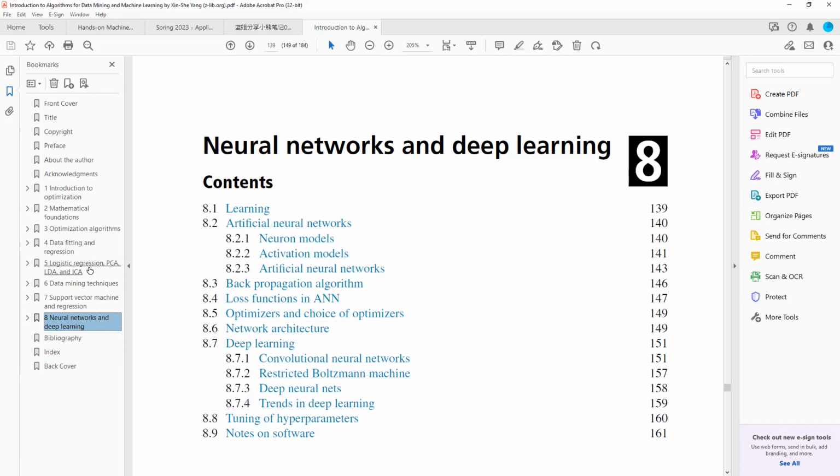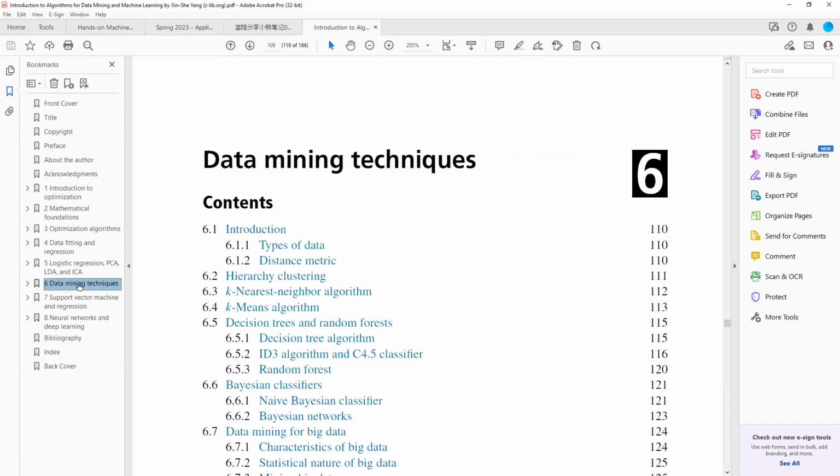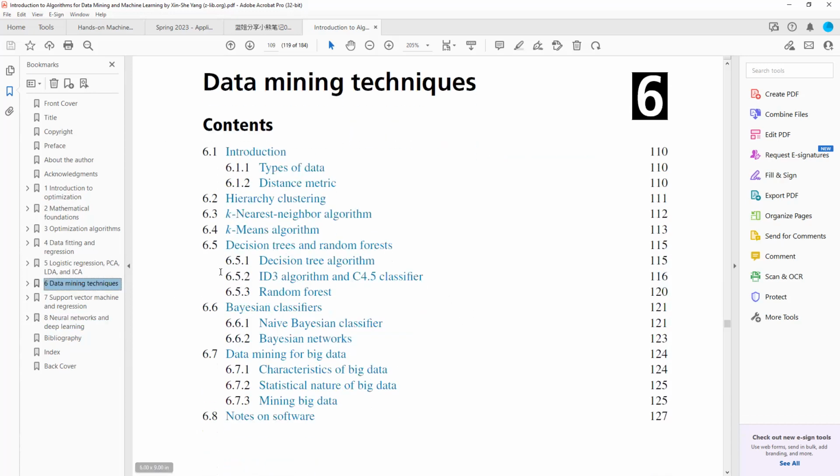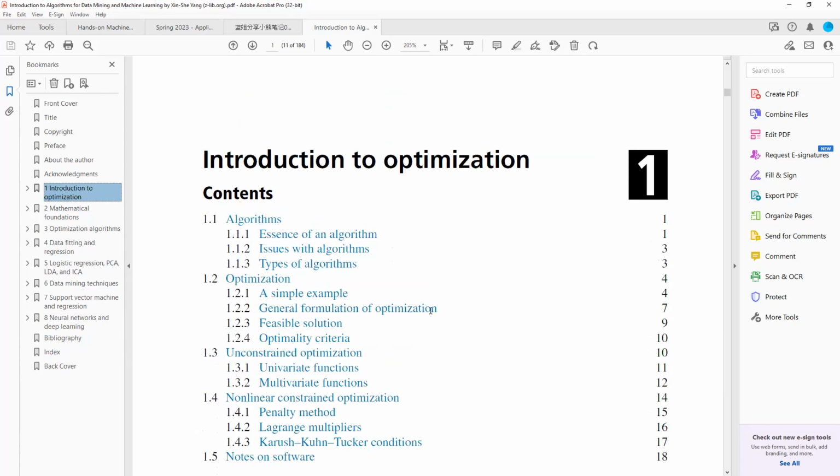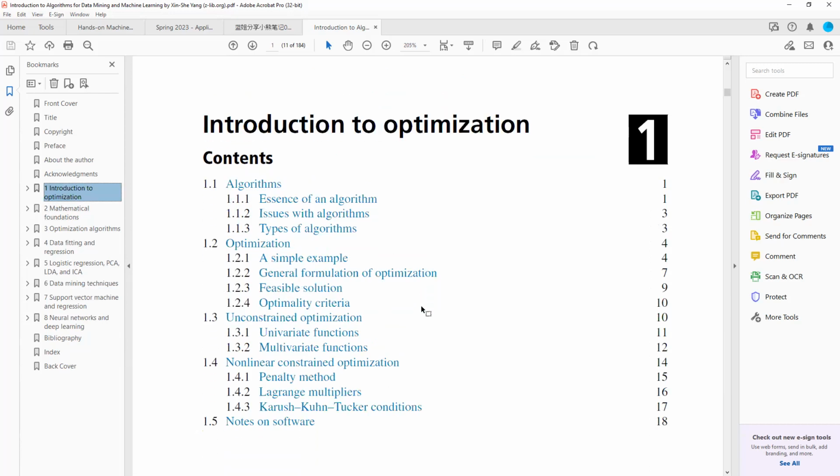So essentially, all that I want to say is some of these data mining techniques would be nonlinear optimization as well. Yeah, that's correct. So what you just said is a long answer to your short question.